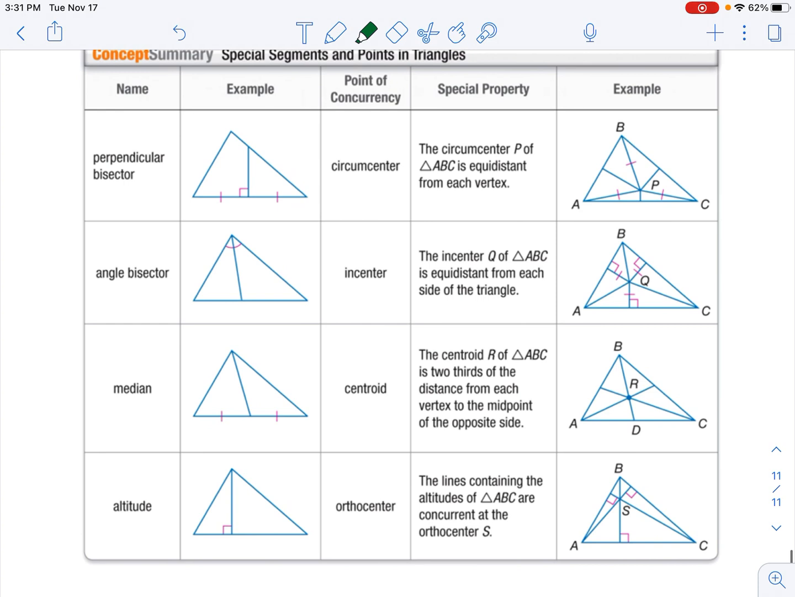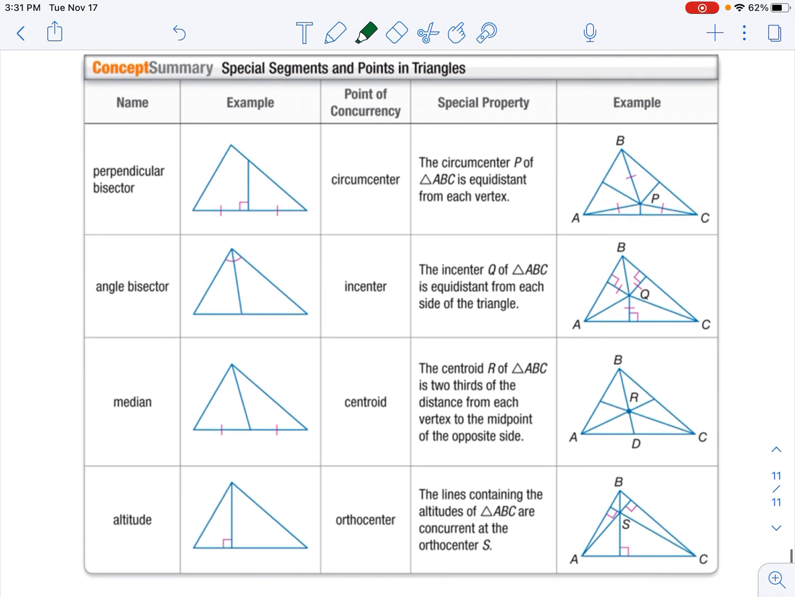And then this last slide, probably one of the most helpful slides we have, just a table, kind of cheat sheet, for what each of these does. So perpendicular bisector, notice it comes in at 90 and it cuts it in half. That has to do with the circumcenter, and it tells us what is congruent. So from the circumcenter out to the vertexes are congruent.